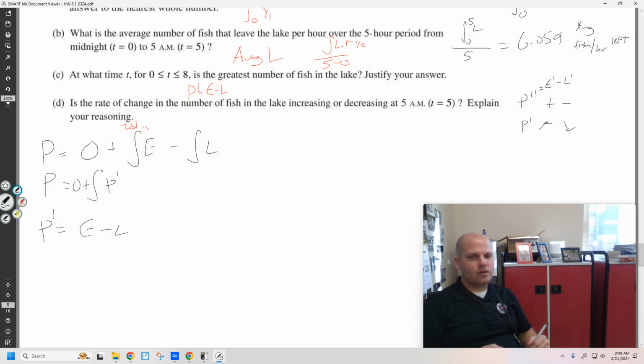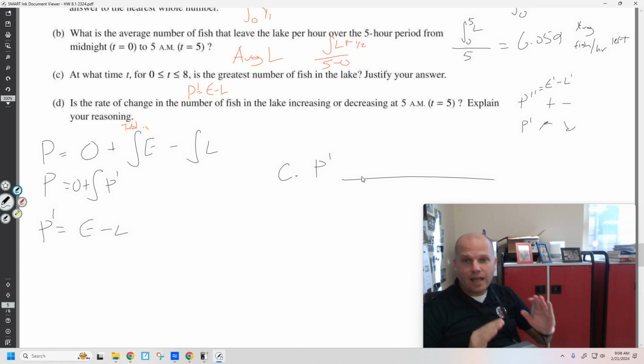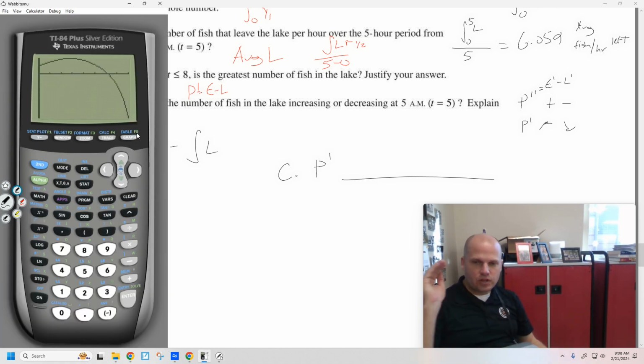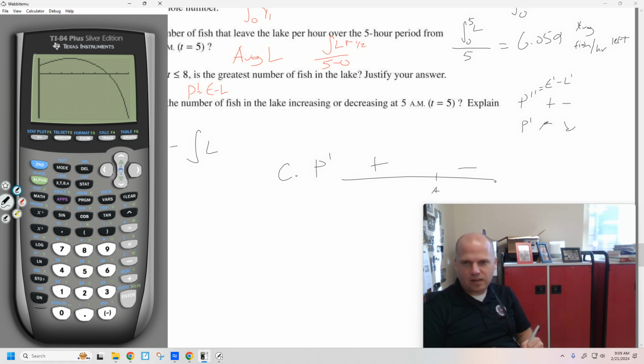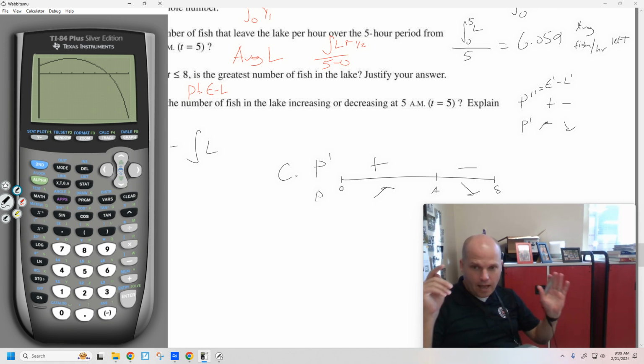All right, now part C, the derivative sign analysis, which we've already done. Can we answer this question easily? Look at your derivative. The answer is yes. Do you need a candidates test? No. Can you do a candidates test? Sure, but you don't have to. P prime is positive until A, then negative till 8, which means my total amount is increasing, then decreasing. A's got to be the max.